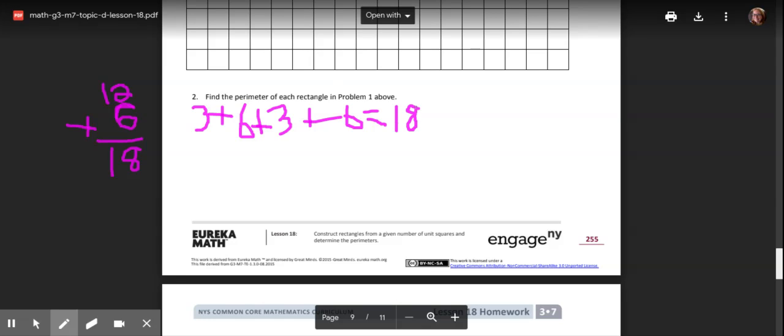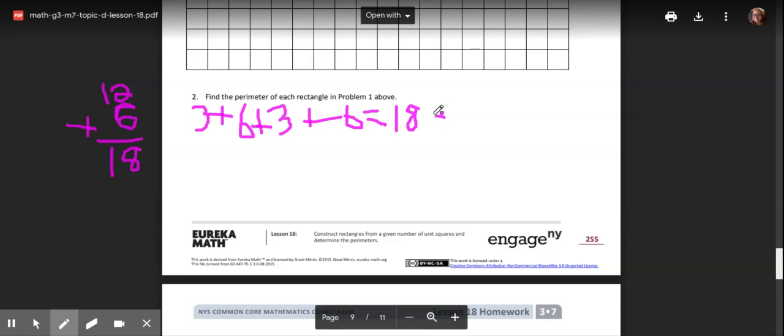The perimeter will not be 18 for every single one. It just happens to be 18 for this one. Because remember, if you use different numbers, so if you did a rectangle with a side of 1 and a side of 18 and a side of 1 and another side of 18, well, one side's already 18, so you know that it is definitely going to be bigger than this.